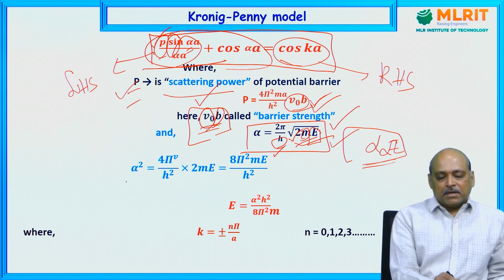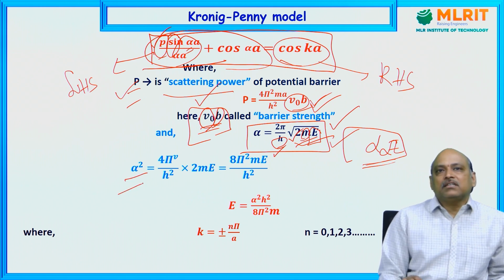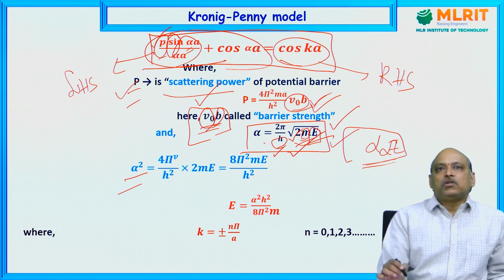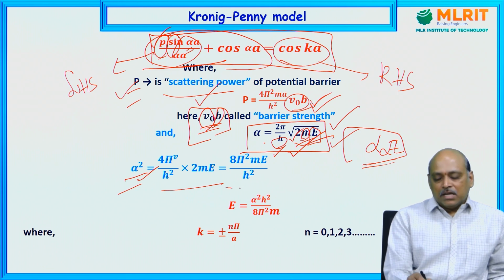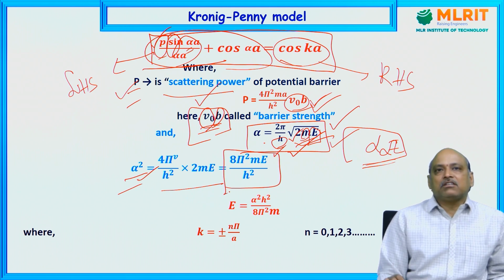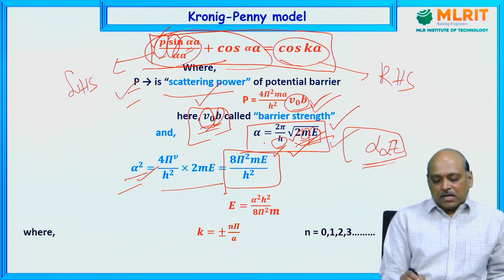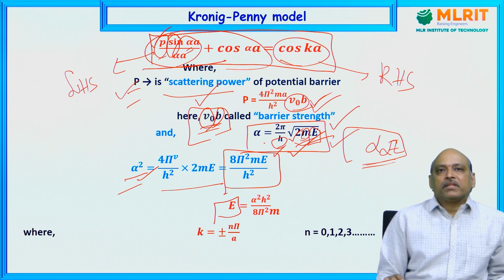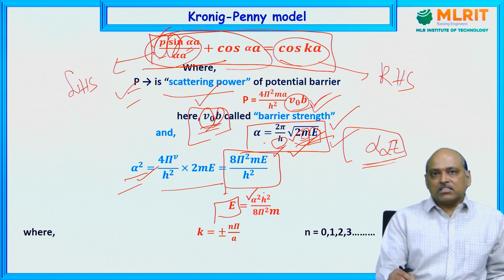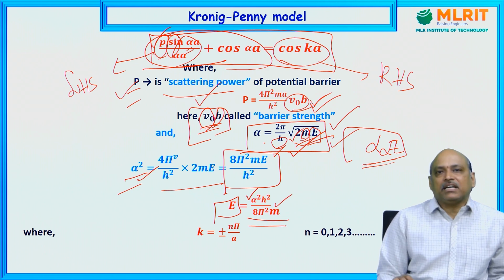It is nothing but if you do the square of that equation, alpha equal to 2 pi by h into under square root of 2mE, alpha square can be written as like this, and overall the value of alpha square equals 8 pi square mE by h square, whereas the energy E of that moving electron can be written as alpha square h square by 8 pi square m, as like this we can write.